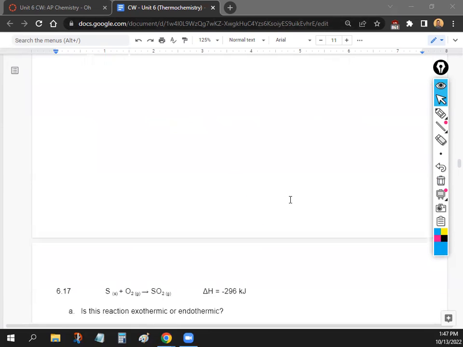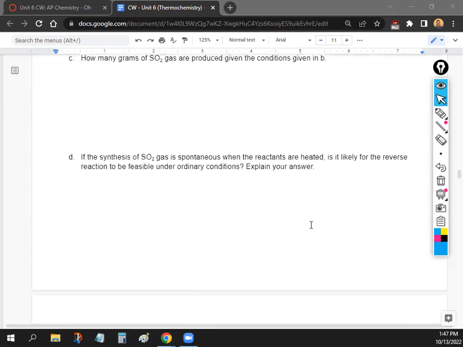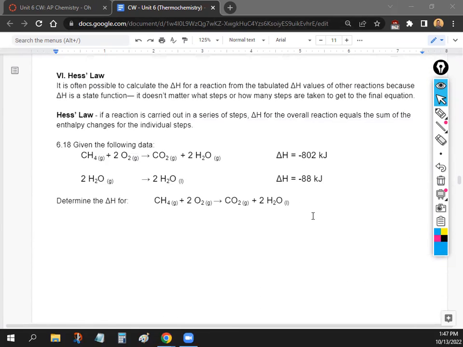Okay, let's move on. We'll skip 6.17 because it's kind of similar questions. Okay, and then we'll end today with Hess's law. Now, Hess's law is a lot of fun. Oh, it's just fun. It's like a game. Okay, so Hess's law basically tells us that, or let me preface that.